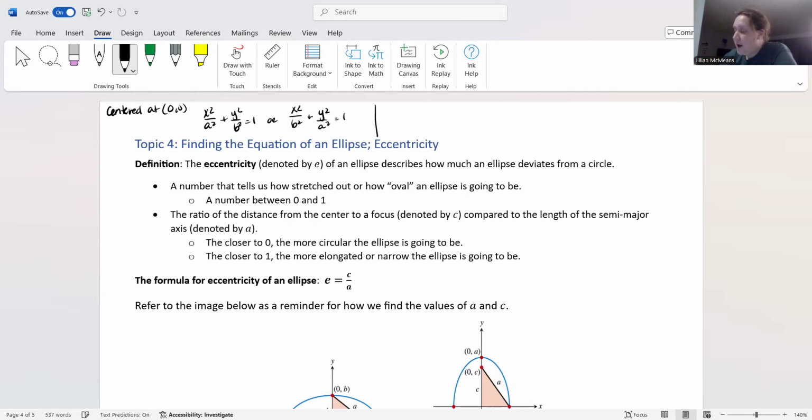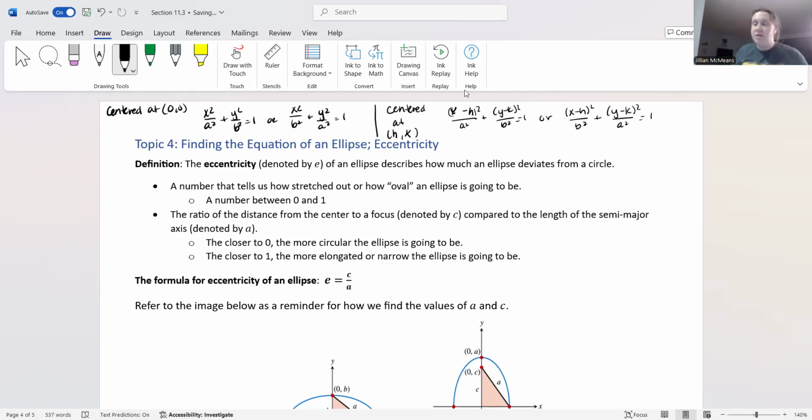And then we can also have an ellipse that is centered at some other point, (h, k). And again, we can get two versions of the equation. We can have x minus h quantity squared over a squared plus y minus k quantity squared over b squared equals 1. Or we can have x minus h quantity squared over b squared and then y minus k quantity squared over a squared equals 1.